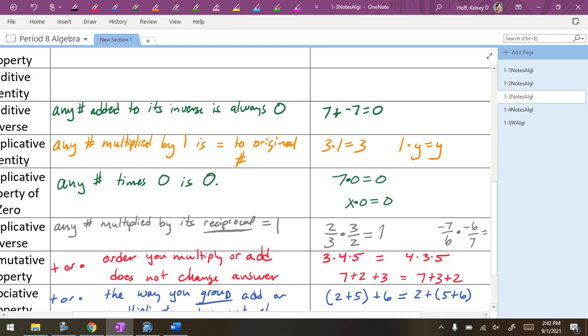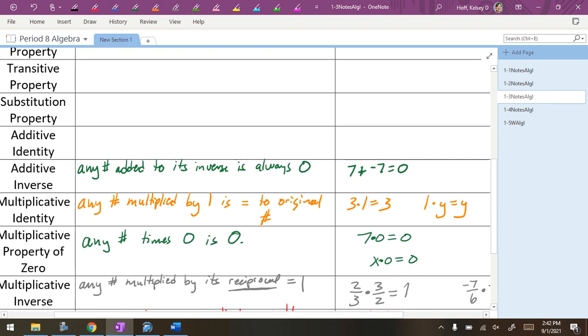So let's stick with that word identity, right? Additive identity. Careful. It's 0. Additive identity states any number added to 0 is the original number. Any number added to 0 is the original number. -6 plus 0 is still -6. Z plus 0 is still Z.